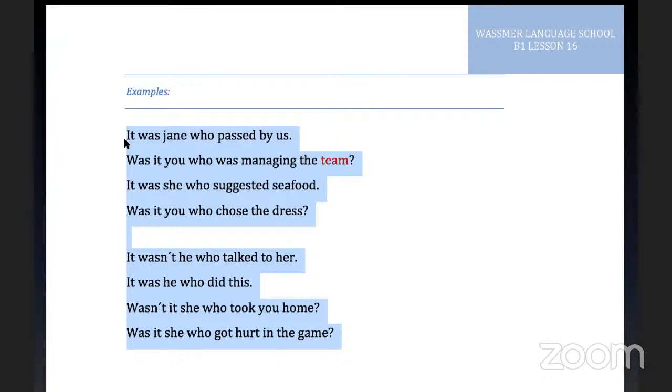It wasn't he who talked to her. It was he who did this. Wasn't it she who took you home? Was it she who got hurt in the game?